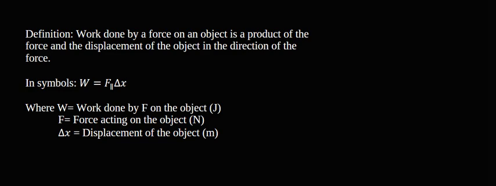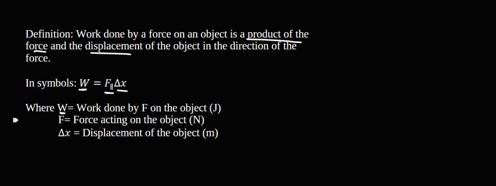In this lesson, we are going to define and calculate work done on an object by an individual force. It is defined as the product of the force and the displacement of the object in the direction of the force. In symbols, W is the work done on an object by a force, F parallel is the force parallel to the displacement, and Delta x is the displacement itself.